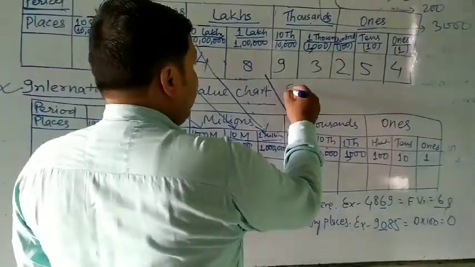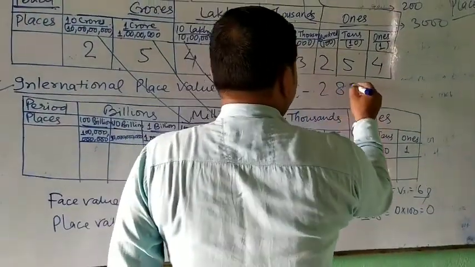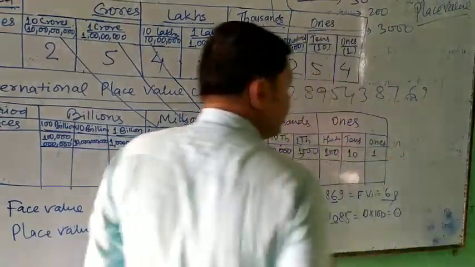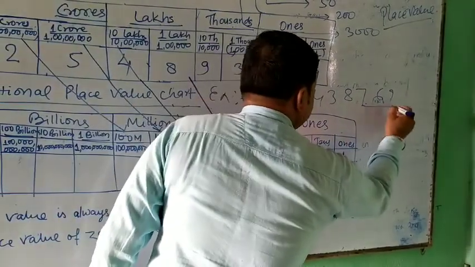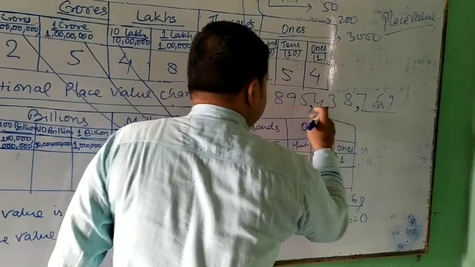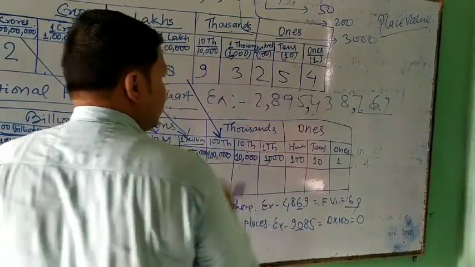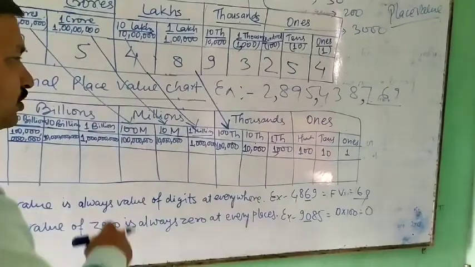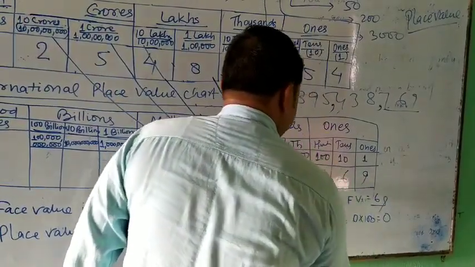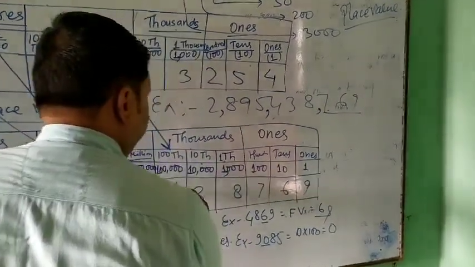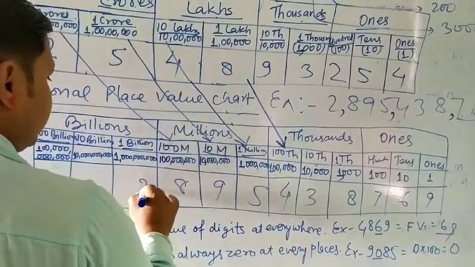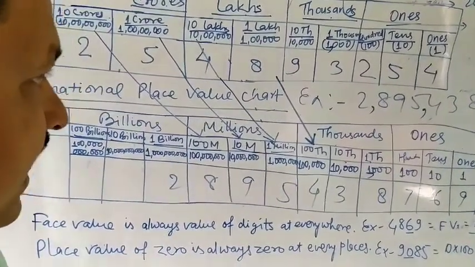For example, if we take 2, 8, 9, 5, 4, 3, 8, 7, 6, 9, the first comma comes after 3 digits, then another comma after 3 digits, and then the next 3 digits. It could be written in the place value chart like this: 9, 6, 7, 8, 3, 4, 5, 9, 8, 2, and so on. We can write it.